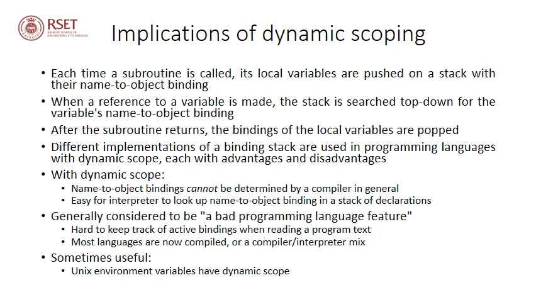Different implementations of a binding stack are used in programming languages with dynamic scope, each with advantages and disadvantages. With dynamic scoping, name-to-object bindings cannot be determined by a compiler in general. It's easy for an interpreter to look up name-to-object bindings in a call stack of declarations. Dynamic scoping is generally considered to be a bad programming language feature. It's hard to keep track of active bindings when reading a program text. Most languages are now compiled, or it is a compiler-interpreter mix.